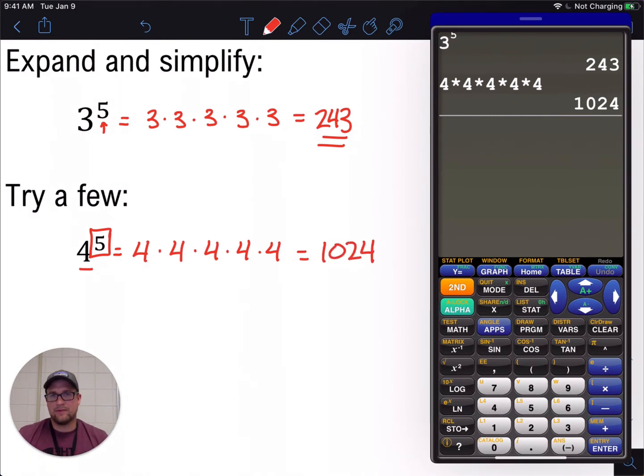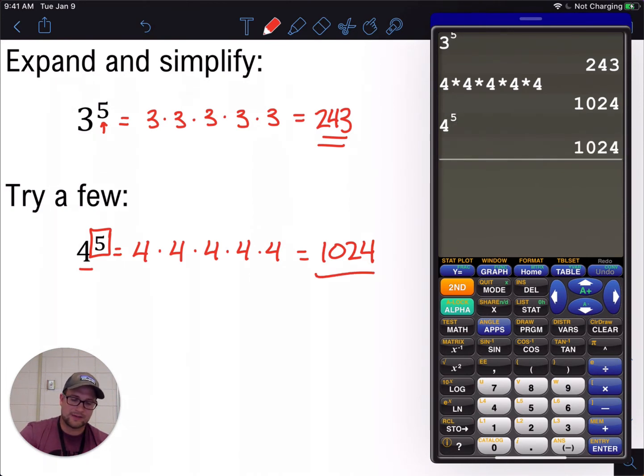Now, we can verify that that is true by using our caret key as well. So if I wanted to try going about it that way, I would say 4, then I would push my caret key, and then I would hit the number 5 for the exponent. And when I hit enter on that, I see that I get the exact same answer of 1024.